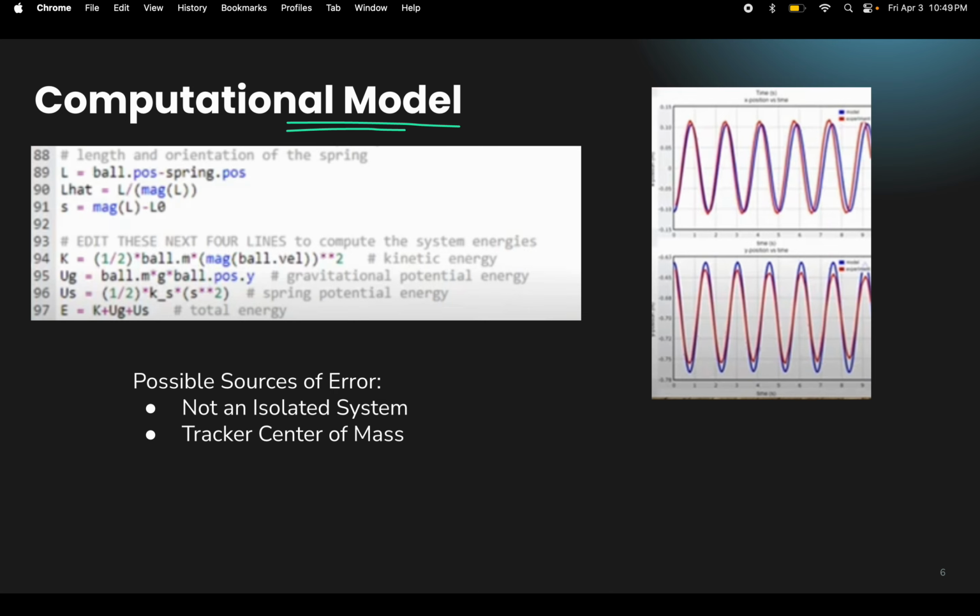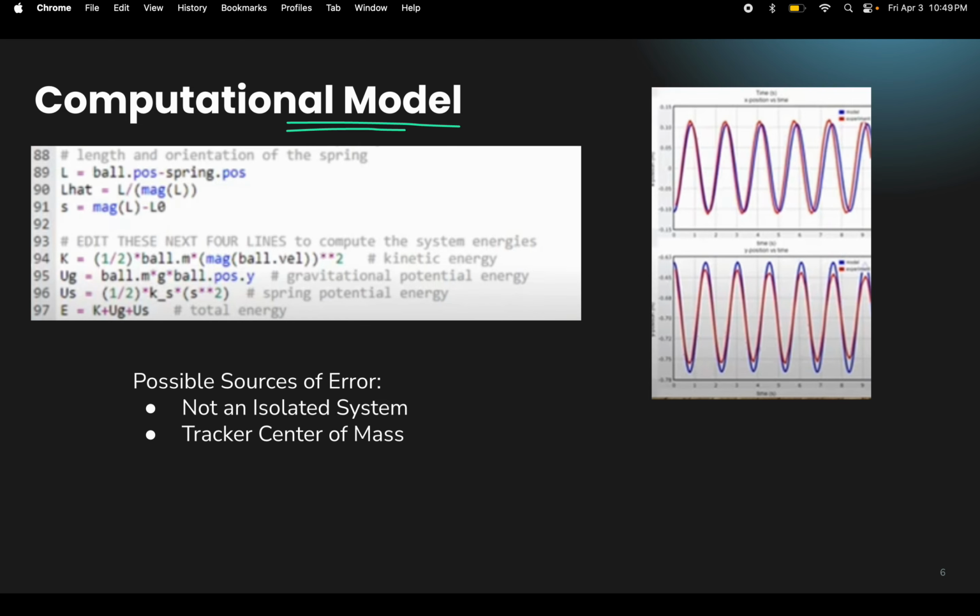So although our results were generally consistent, there are a few sources of error that could affect the accuracy of the experiment. One major limitation is that the system is not perfectly isolated. External forces such as air resistance or slight friction at the pivot point can remove small amounts of energy from the system. Another possible source of error comes from using Tracker. If the center of mass is not identified precisely in every frame, it can introduce small errors in the position data. There may also be small measurement inaccuracies in values like length or mass, which can affect calculations such as spring stiffness.